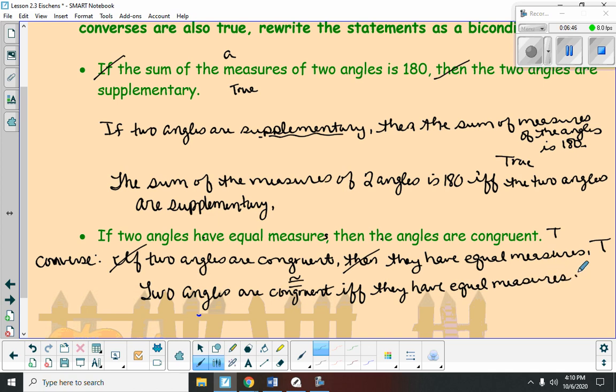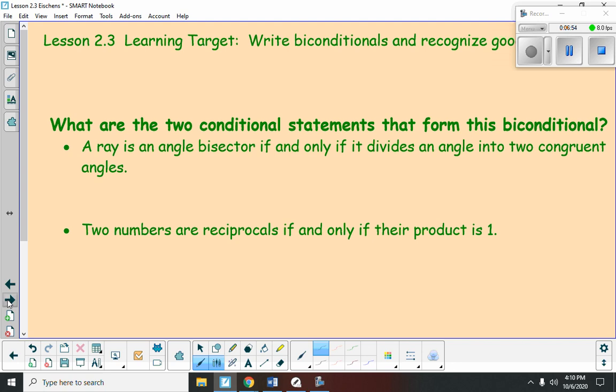Equal measures. Okay, there we go. There's our biconditional: two angles are congruent if and only if they have equal measures. All right, so what are the two conditional statements that form this biconditional? So now we're going to go the other direction. If and only if is in the middle, so it means it's true both ways.